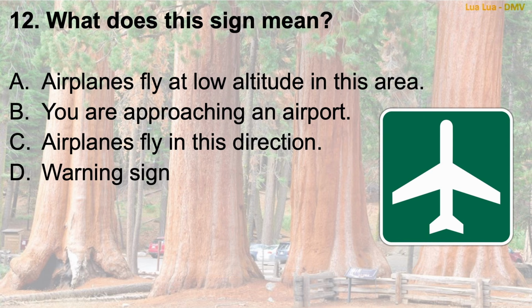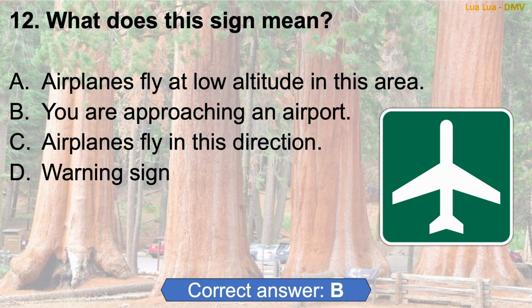Question 12. What does this sign mean? A. Airplanes fly at low altitude in this area. B. You are approaching an airport. C. Airplanes fly in this direction. D. Warning sign. The correct answer is B. You are approaching an airport.